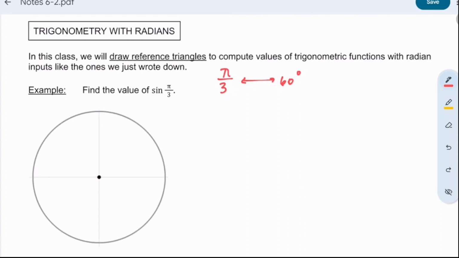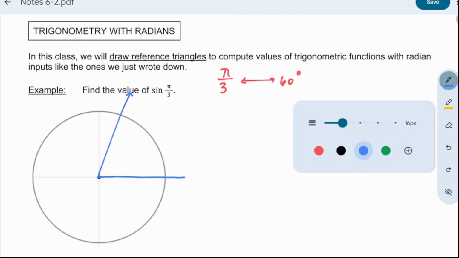So we're going to go up 60 degrees from 0. If 0 is there on the positive x-axis, up 60 would be about there. It doesn't have to be perfect. Then we're going to draw a reference triangle, which involves going back to the x-axis, always back to the x-axis. Then we've got ourselves a special right triangle, and we're going to label the side lengths.